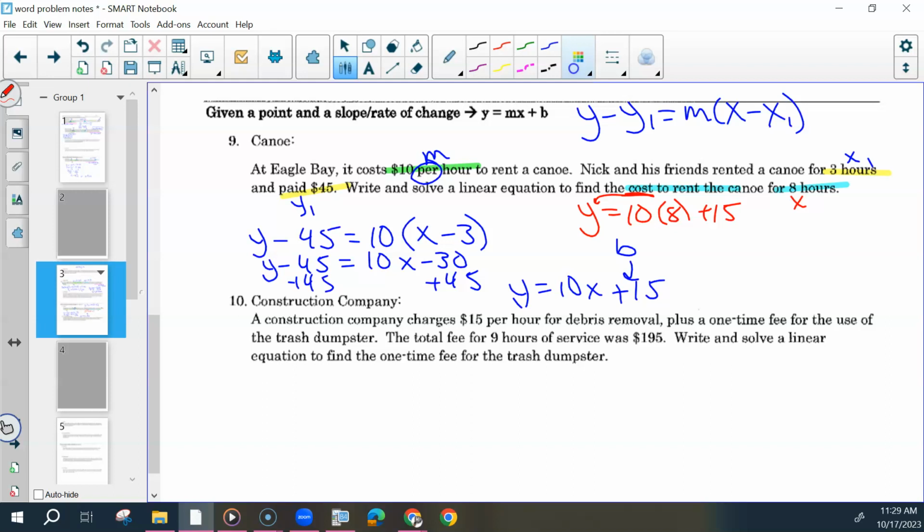Remember when I said it's going to get harder? This is what I meant. There's more steps, there's more things to do. Go ahead and calculate that and tell me what is y. In a minute. 95. 95 what? We're looking for cost, dollars.